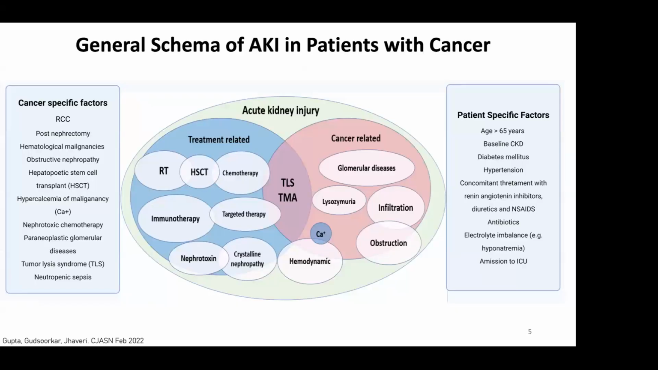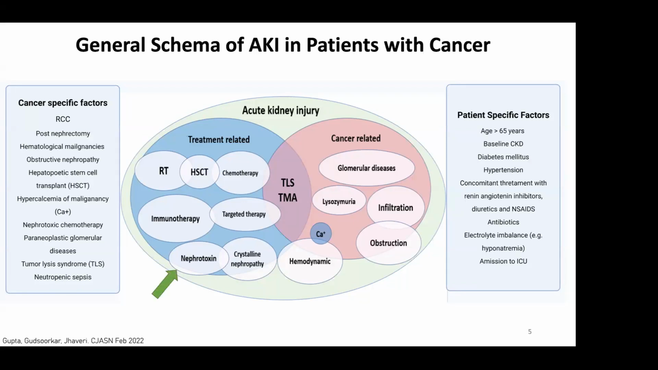This is a cartoon from one of our papers which we published in CJASN in 2022, which talks about acute kidney injury in a nutshell. You can see there are cancer-specific factors and treatment-specific factors which cause acute kidney injury in a patient. And then there are cancer-specific factors and patient-specific factors which predispose a particular patient to develop acute kidney injury. But many times the cancer itself and its therapy intersect and increase the risk of acute kidney injury in certain types of patients.